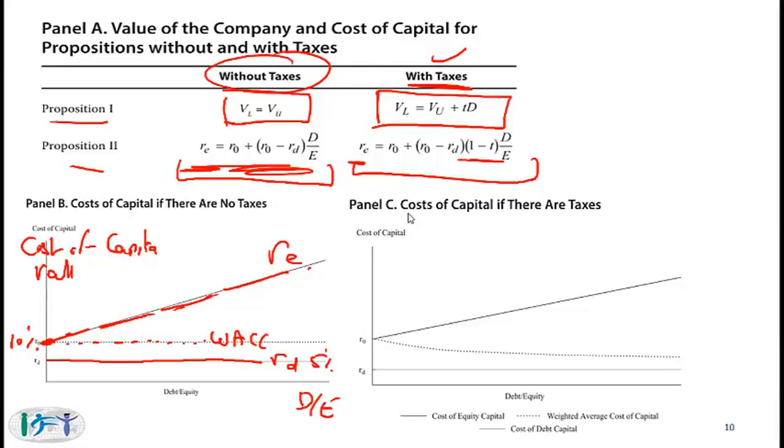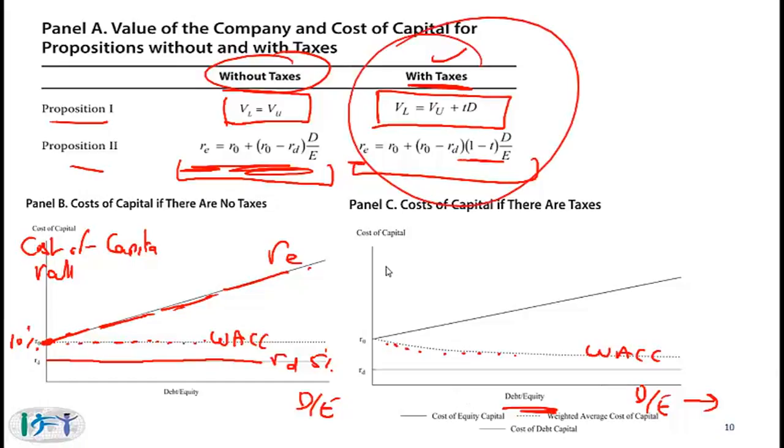In a world with taxes, look at what is happening to the weighted average cost of capital. As we take on more debt, so debt to equity is increasing as we move to the right on the horizontal axis. What happens to weighted average cost of capital? It is going down.